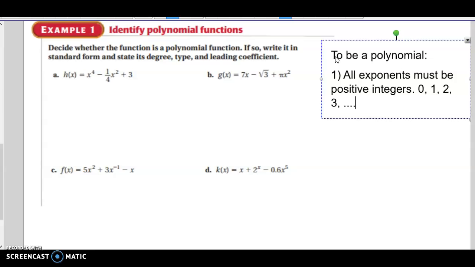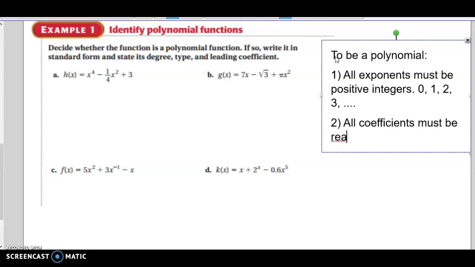No negative exponents. A negative exponent, we'll find in a couple lessons, flips the variable into the denominator, and that's bad. So to be a polynomial, all exponents must be positive integers, and all coefficients, meaning the numbers in front, must be real. So no i's. We won't see any of those imaginary numbers in coefficients.